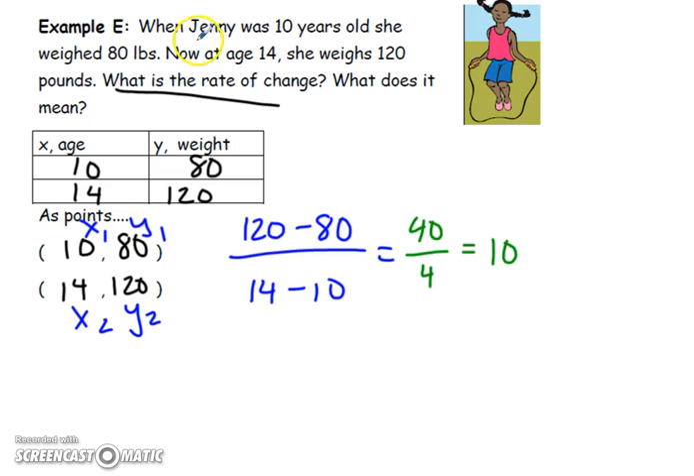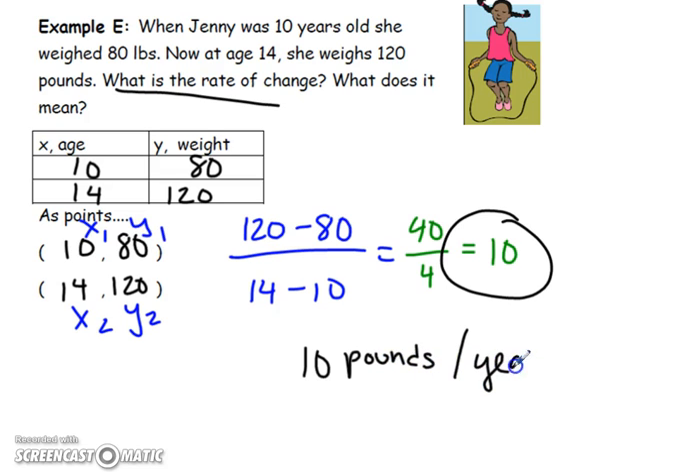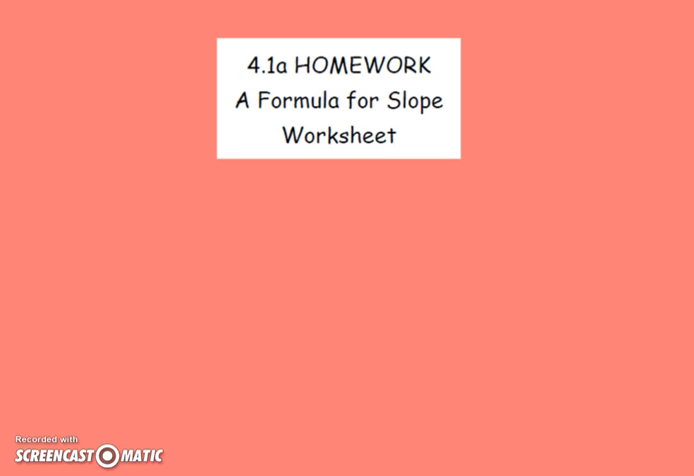Now in this case, once I plugged in my formula into the slope, or the points into the slope formula, I come up with the answer of 10. Now we were looking at weight and age. Now because weight is our rise, that was on the top, age is on the bottom. So this means that Jenny gains 10 pounds per year of age that she grows. And this will be the practice that we use for these problems.